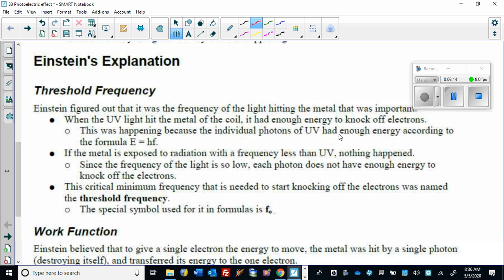So this is what we call the threshold frequency. And again, I'm just going to backtrack a little to the previous lesson. In the previous lesson, we learned this formula here, E equals hf. E equals hf is the energy of one photon. What we're going to do now is take this formula and put a little naught there, and that little naught means the threshold frequency.